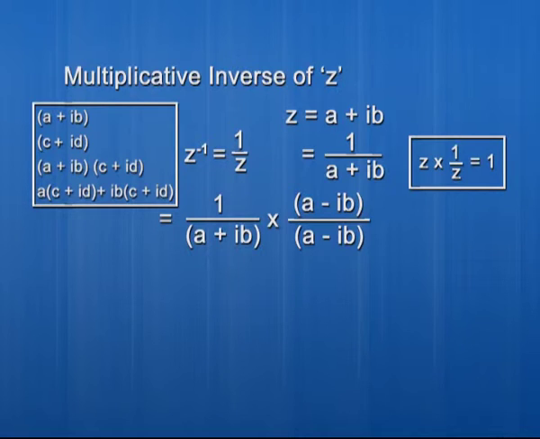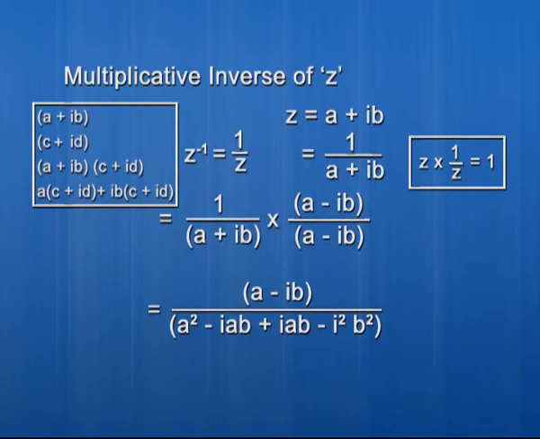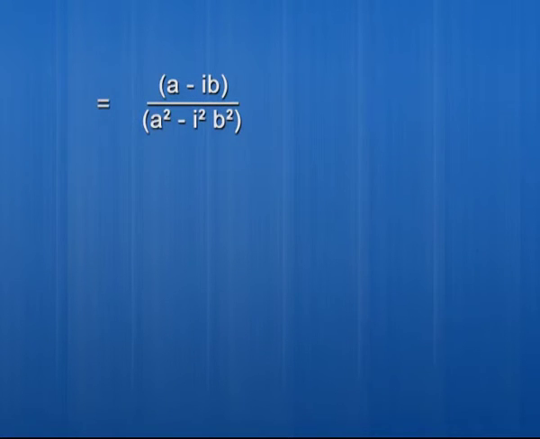Similarly, if we proceed here, we will see that a is multiplied with whole a minus ib, and then plus sign, and then ib is multiplied with whole a minus ib, which will give us a square minus iab plus iab minus i square b square in the denominator, and multiplying the numerator we will get a minus ib in the numerator. When we solve the denominator, we see that in the denominator we are left only with a square minus i square b square, and the numerator remains as it is.